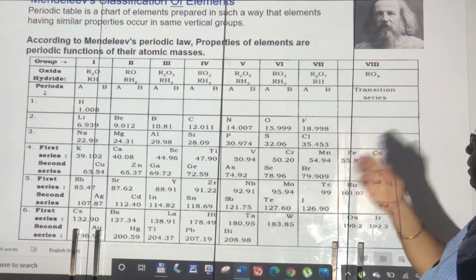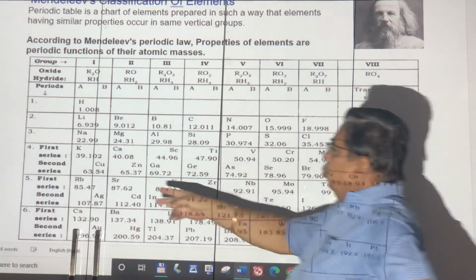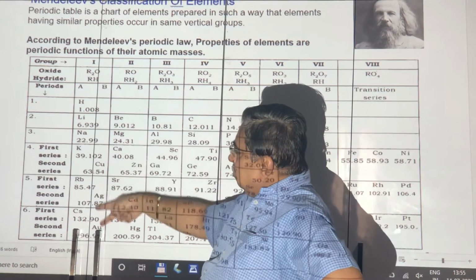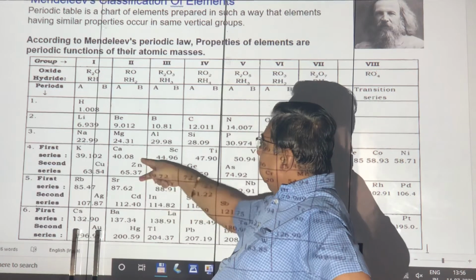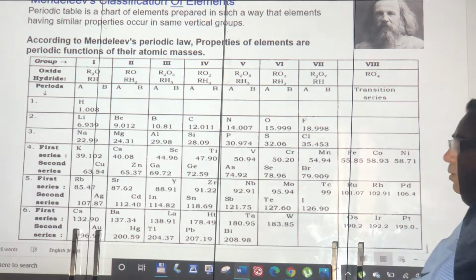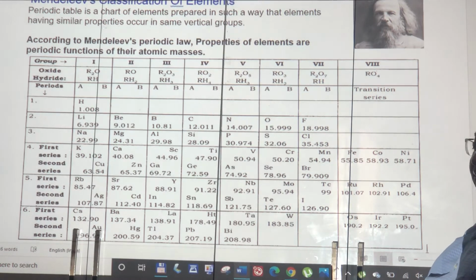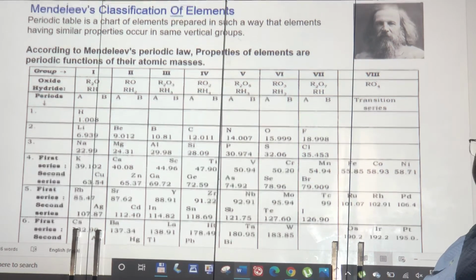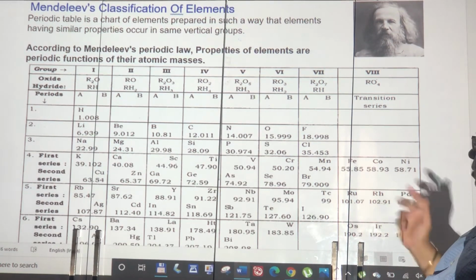Number one. Number two, he put 2 in certain blocks. You see? So this was giving trouble. Today we separate the lanthanides and actinides separately. We don't put them in between the table. So this is looking like a box in a box.